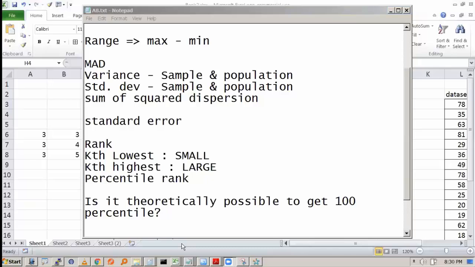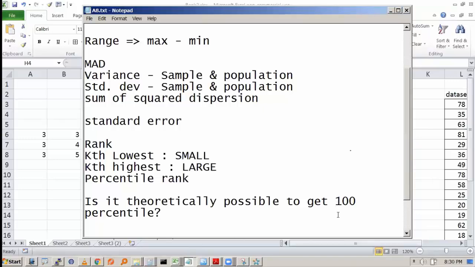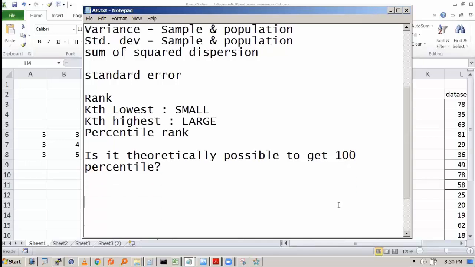In CAT, you would have seen many people getting 100 percentile, right? So is it theoretically possible? I will say it depends on how you are computing. Theoretically, in the normal sense, people say that 100 percentile is not possible. But suppose you have 99.999 percentile, how do you write it? You write it as 100 percentile. That's why CAT is saying 100 percentile is the score.